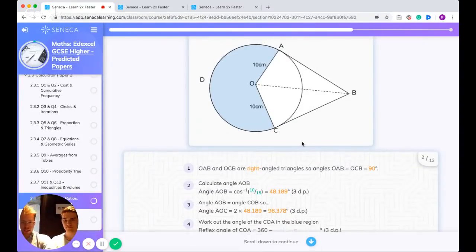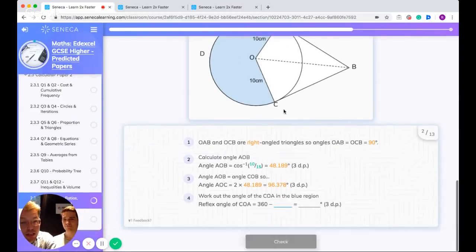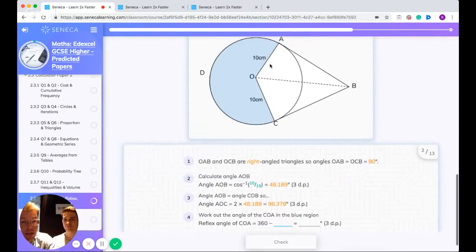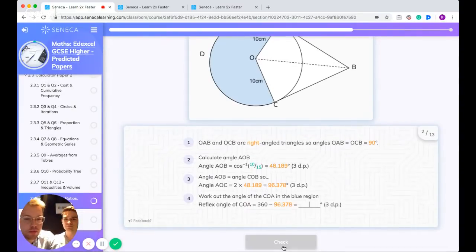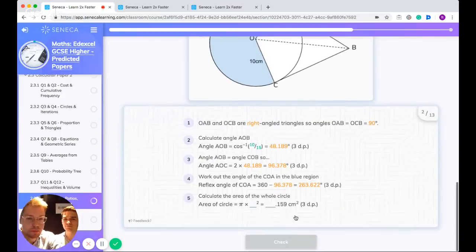So we now need to calculate the reflex angle. What's the reflex angle? The reflex angle is this one here. So that reflex angle is just going to be 360 minus A to O to C, because angles in a circle add up to 360. So we know that it's 263.622.